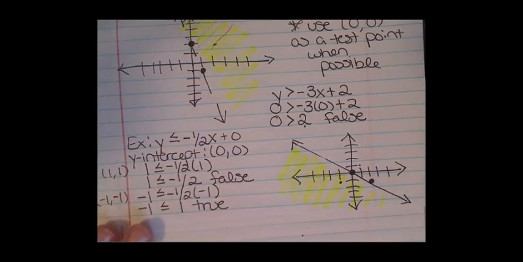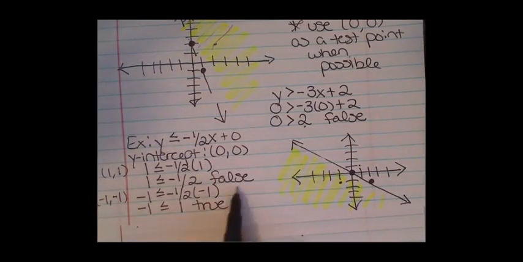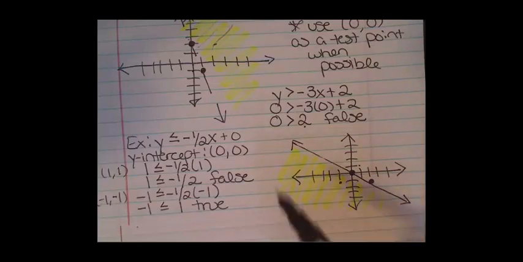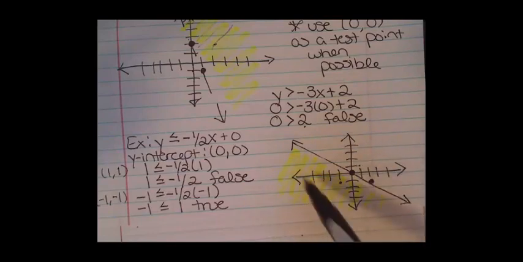If you get a false on one side, there's only one other side to test. So that means you would automatically shade that side. So if you're just doing one inequality, you only have to really pick one test point. And if you get a true statement, you shade that side. If you get a false statement, you shade the opposite side. And that's how you do those.